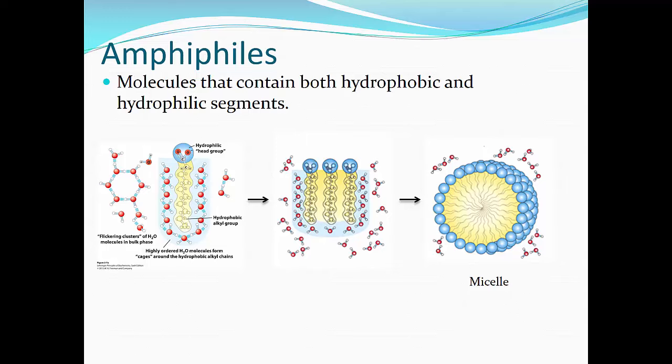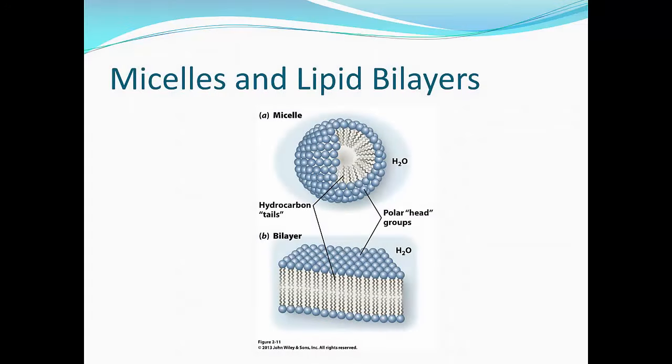In the core, we have favorable hydrophobic van der Waals interactions between the tails, and on the surface, we have favorable hydrogen bonding between the polar head groups and water molecules. In addition to the hydrophobic effect during the formation of micelles from single-tailed fatty acids or phospholipids, we see the same effect in the assembly of the lipid bilayer with two-tailed lipids, such as the plasma membrane of cells.